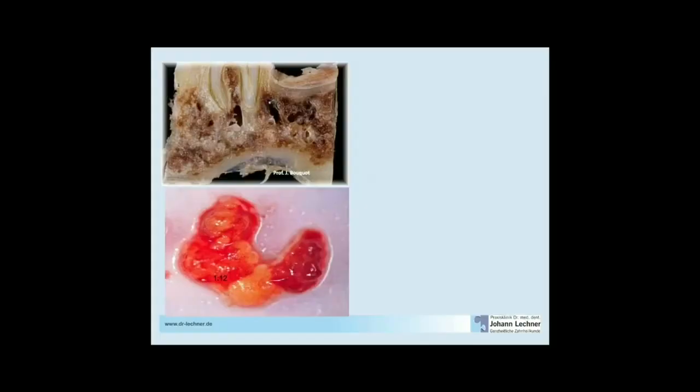Now, what we all know here in this hall is what jawbone cavitations are. This is a picture of my friend Jerry Bouquot. And here you see these black holes. The question is, what is inside these black holes? Is this air? No. Inside these black holes is a fatty degenerated substance.